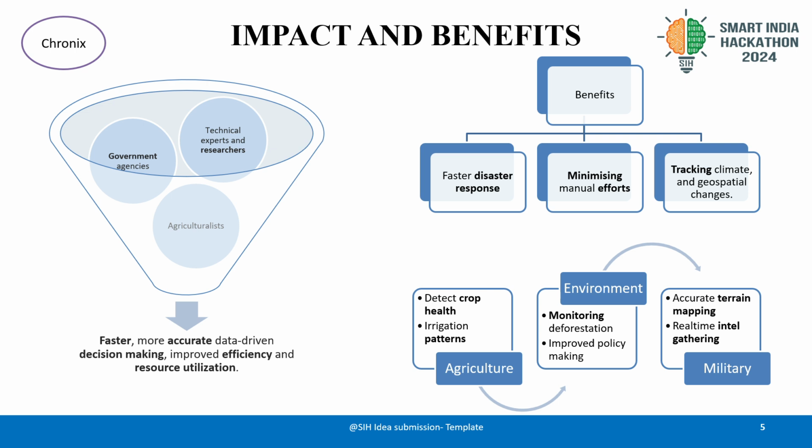To further look into the benefits, we can take case specific benefits. For example, in the agriculture sector, detecting the crop health and irrigation patterns will be a great help. In the environmental sector, monitoring of deforestation and climate change will be greatly benefited by our pipeline. And finally, military, which will directly lead to more accurate terrain mapping and real time intel gathering. Apart from that, it will also directly translate to faster disaster management and first responses.